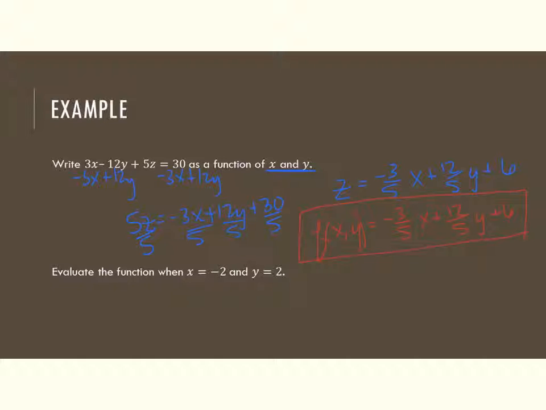And then if I want to evaluate it and I want to find f of negative 2, 2, then I'm just going to plug in those numbers. So I can plug in negative 2 for x and 2 for y. And I'm going to get 6/5 plus 24/5. I'm going to go ahead and make this into fifths. Plus 30/5 looks to be 60/5, which is 12.